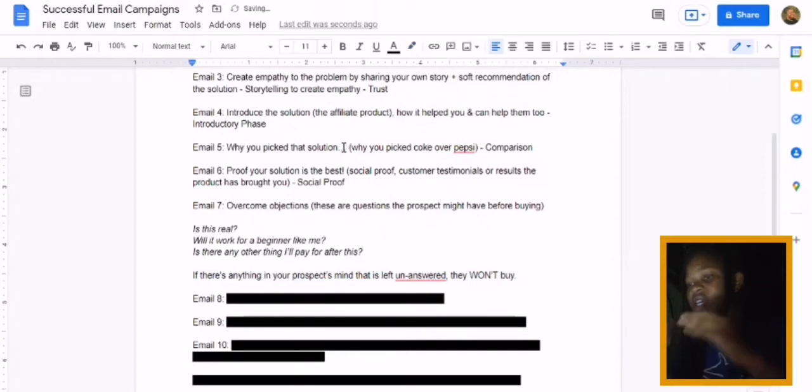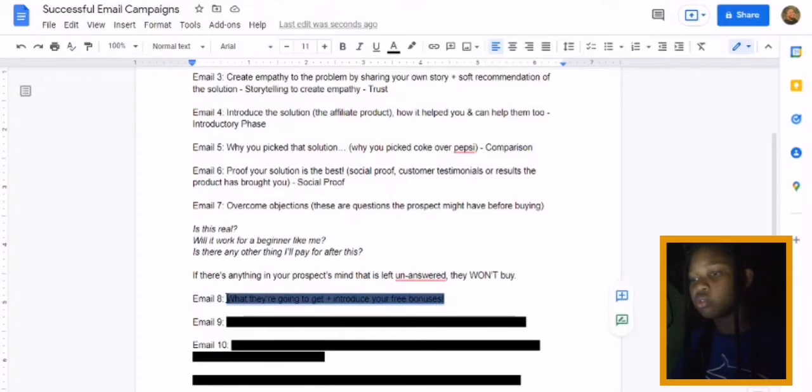So I say here that if there's anything in your prospect's mind that is left unanswered, they won't buy, because they want to know the answer to that question. So this part is just about overcoming objections.